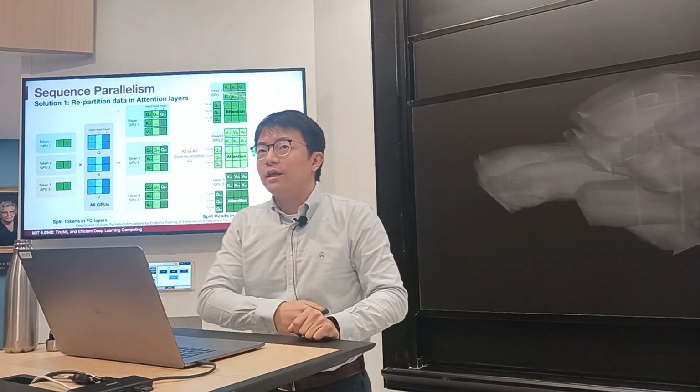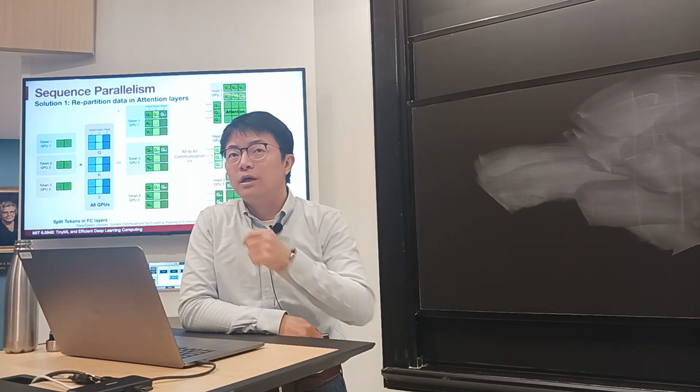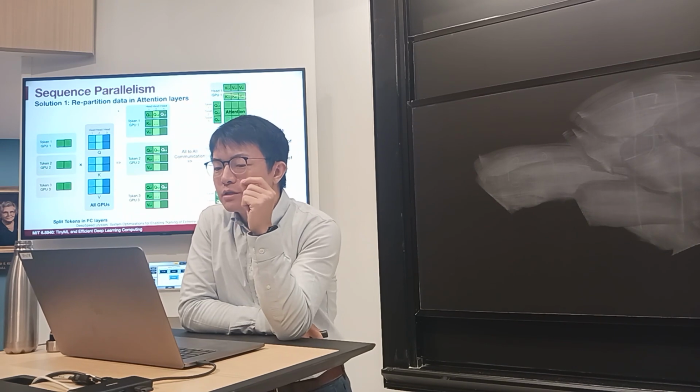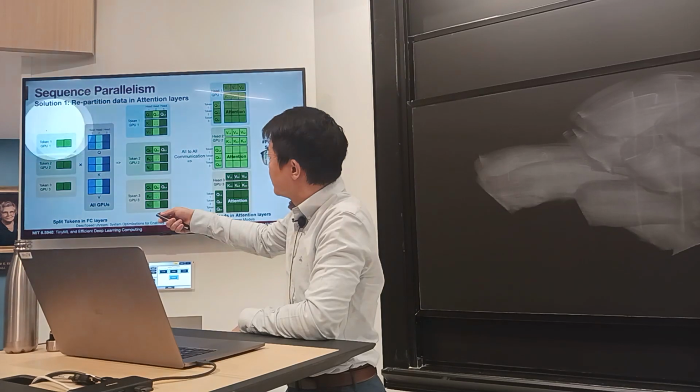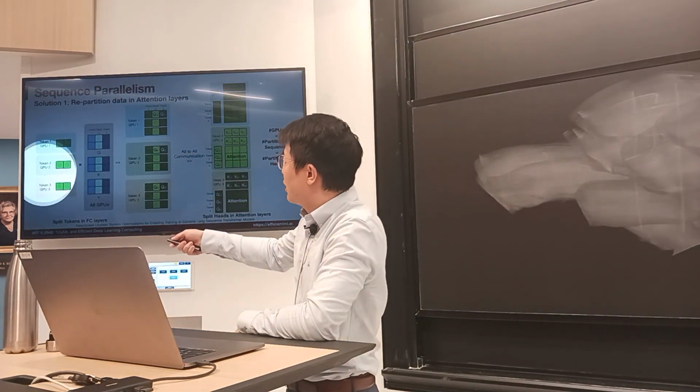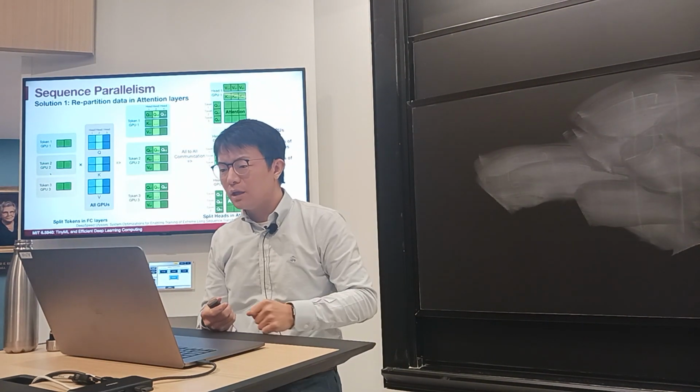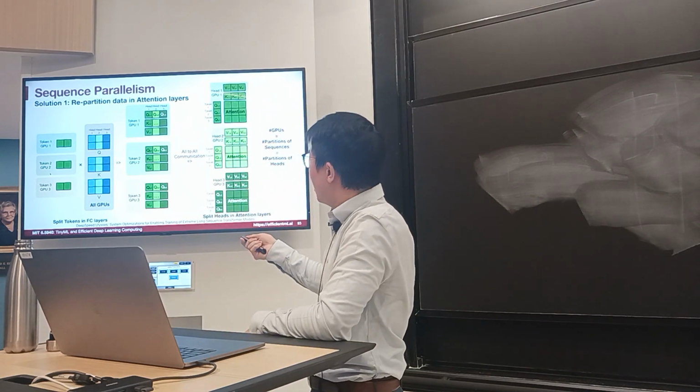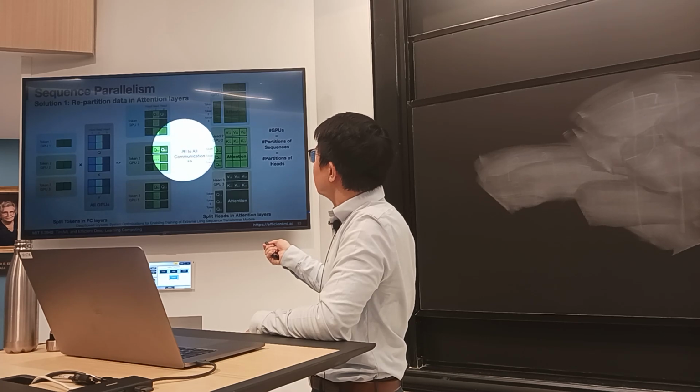And now we want to do the attention. Attention requires the first part of the token to also attend to the second part and the third part. So how do we do that? We want to do all-to-all communication right here.